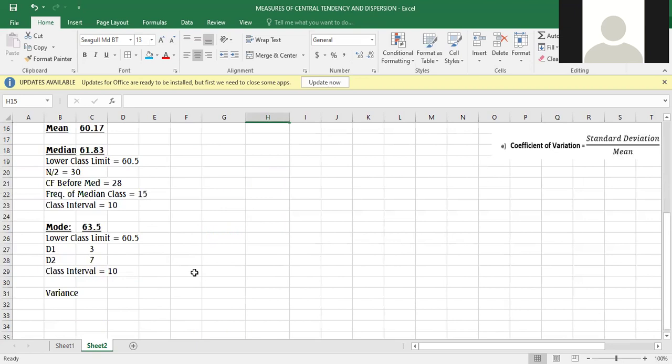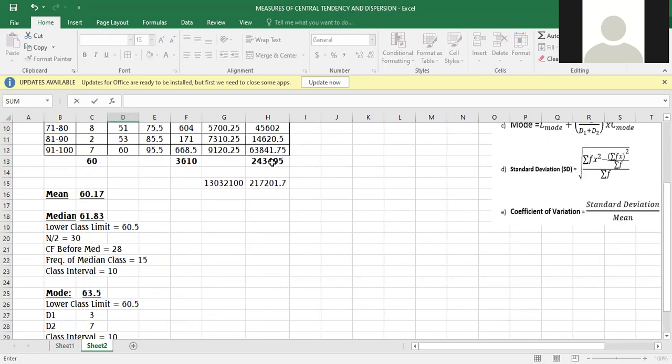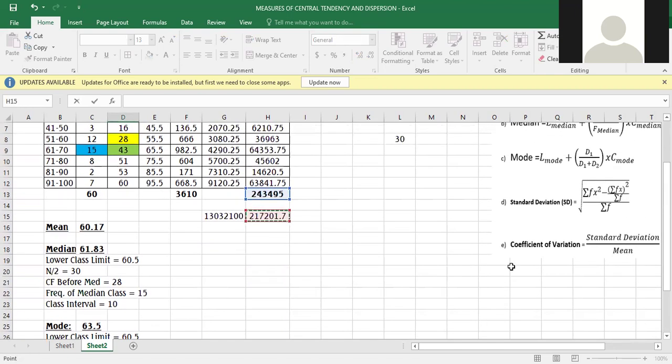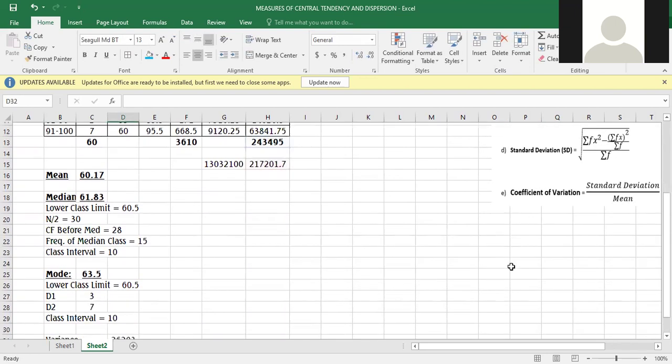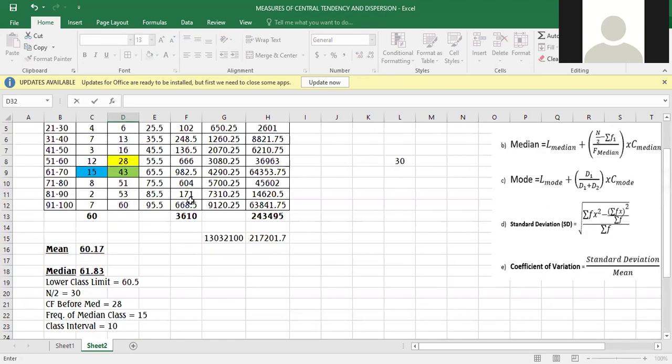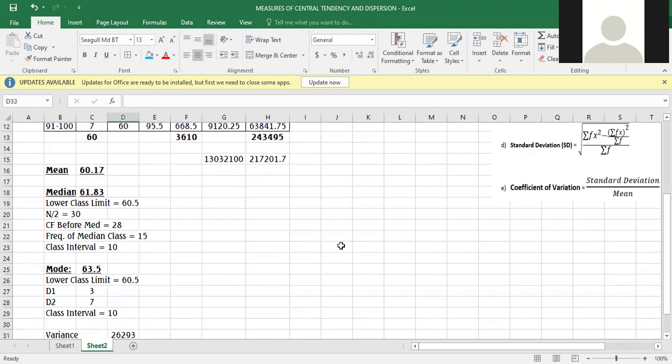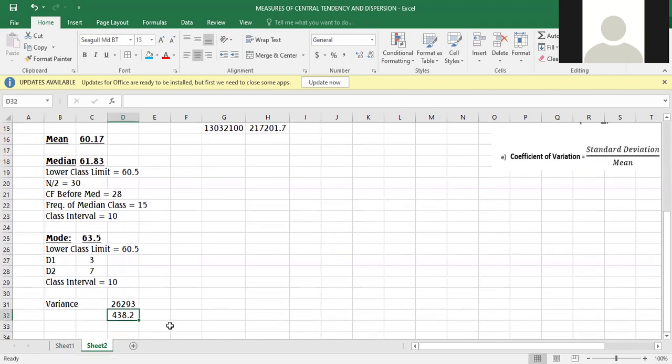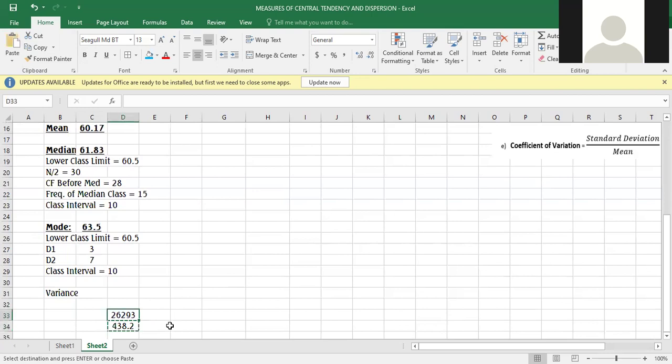So let's now come here and solve for variance. To solve for variance, we would come here and say this minus this. Yes, that's what we're doing. Whatever answer we have, we will now divide it by the sum of the frequency, which is 60. That will give us 4382. Yes, this is our variance.